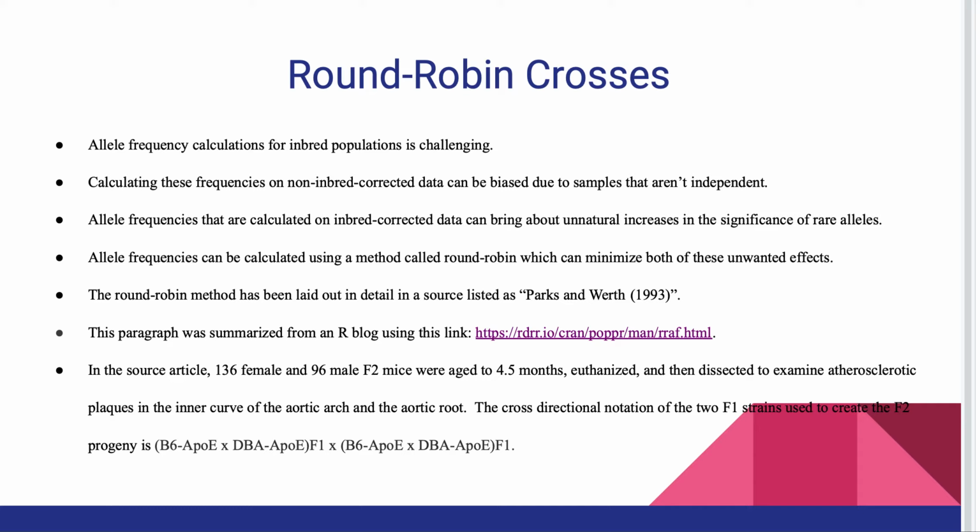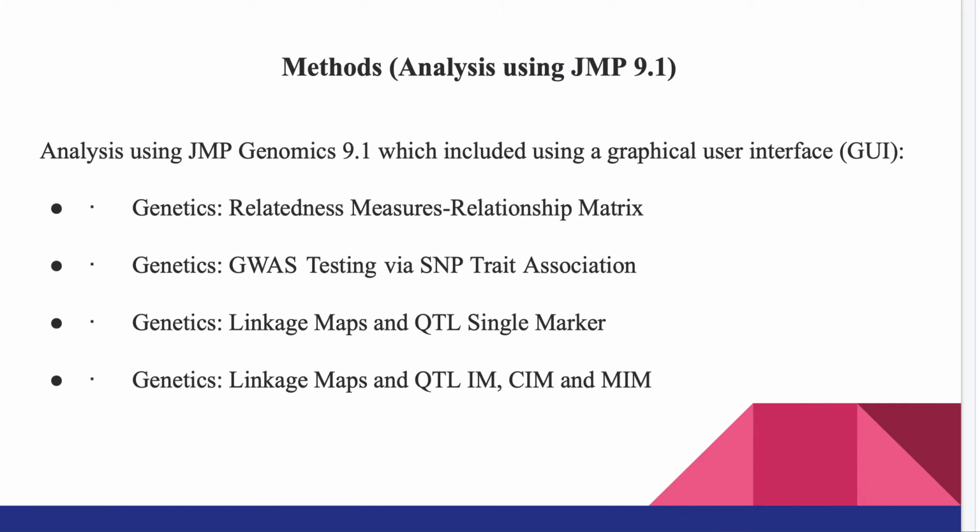So in the source article, 136 female and 96 female F2 mice were aged 4.5 months, euthanized, and then dissected to examine the atherosclerotic plaques in the inner curve of the aortic arch and the aortic root. The cross-directional notation of the two F1 strains used to create the F2 progeny is B6 ApoE times DBA ApoE F1 times B6 ApoE times DBA ApoE F1. And the methods that we used using JMP Genomics 9.1, which Paul Dean described in his report and presentation.